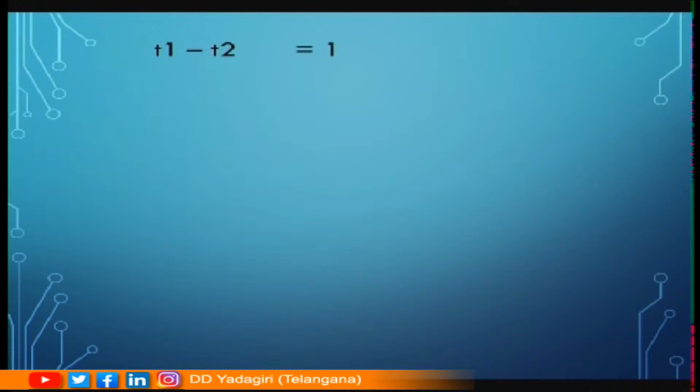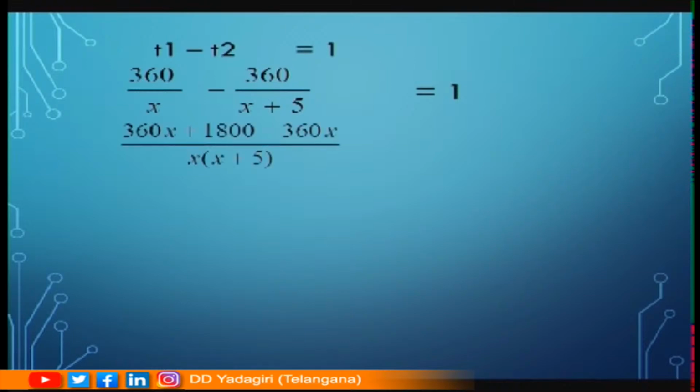Let us substitute the values of the t1 and t2 in the respective places. Now, t1 is 360 by x and t2 is 360 by x plus 5. So, 360 by x minus 360 by x plus 5 is equal to 1. When we take LCM, we get 360x plus 1800 minus 360x by x into x plus 5. Now, how did we get this? I am cross multiplying the terms. 360 into x plus 5 gives me 360x plus 1800 minus 360 into x, which is 360x, by x into x plus 5, which is x square plus 5x, but this is equal to 1.